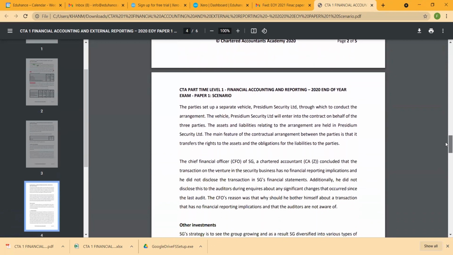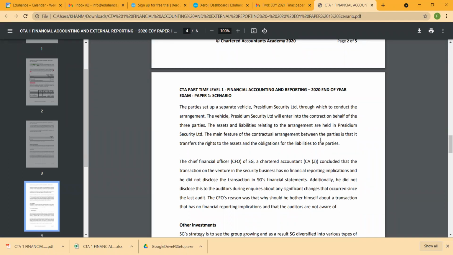The parties set up a separate vehicle called Presidium Security, through which to conduct the arrangement. The vehicle, Presidium Security, will enter into the contract on behalf of the three parties. The assets and liabilities relating to the arrangement are held in Presidium Security. The main feature of the contractual arrangement between the parties is that it transfers the rights to the assets and obligations for the liabilities to the parties. Okay, so this is a joint arrangement.